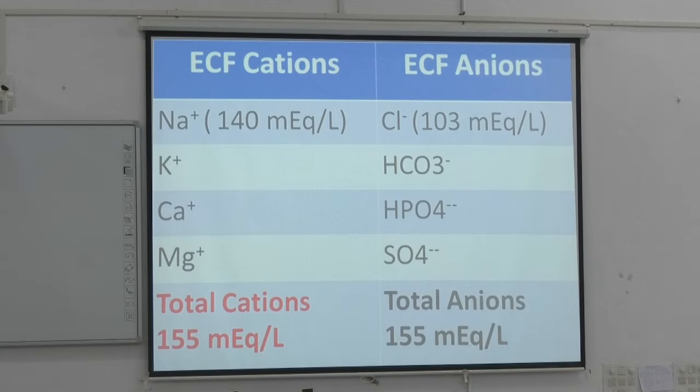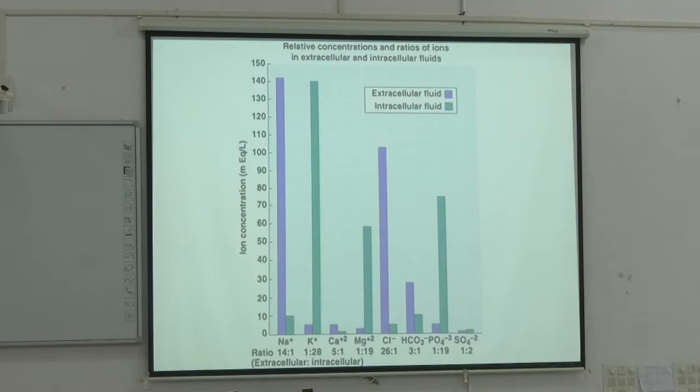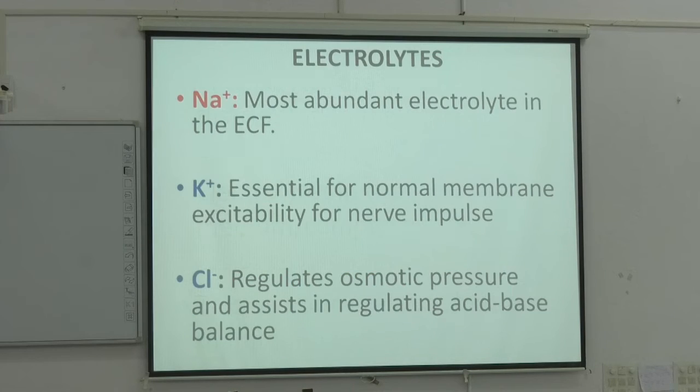Number of cations, number of anions: the ECF, extracellular fluid, contains sodium 140 milliequivalents per liter. Anions, it contains 103 milliequivalents per liter. The same applies in the case of potassium, calcium, magnesium, carbonates, bicarbonates, sulfates. So the ratio is maintained. That means the ratio of positive cations and negative anions is maintained. Now we discuss here.